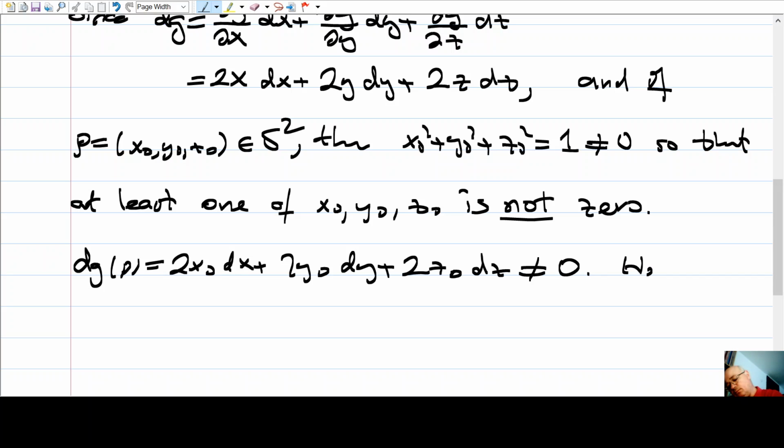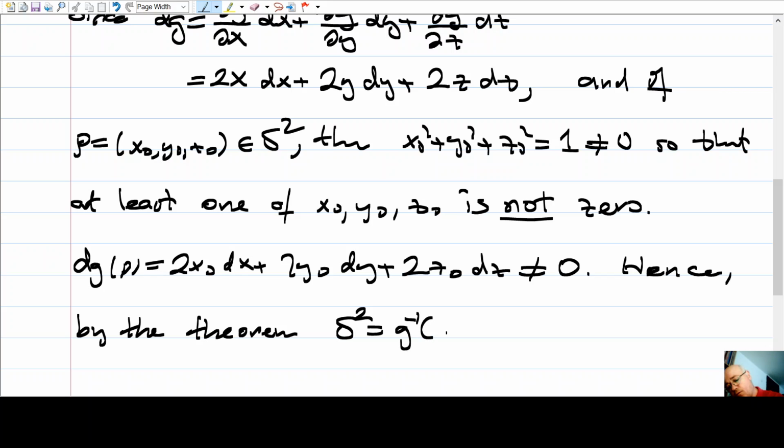Hence, by the theorem, S2, which is just the inverse image of 1, is a manifold, a surface in R3. All right. Now let's see what we have.